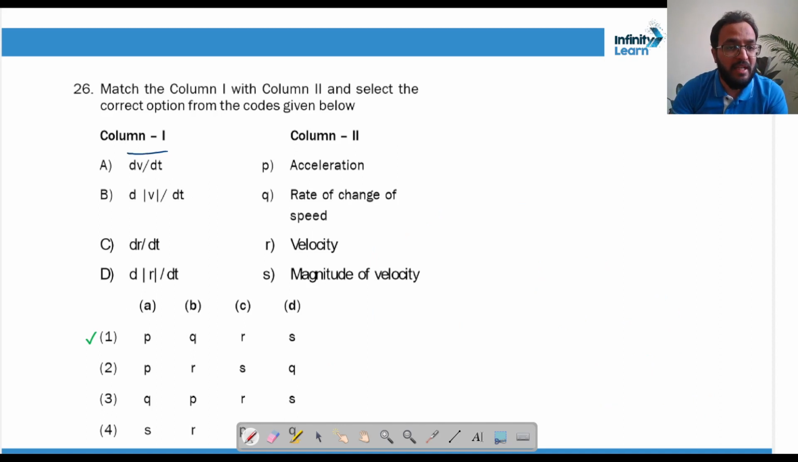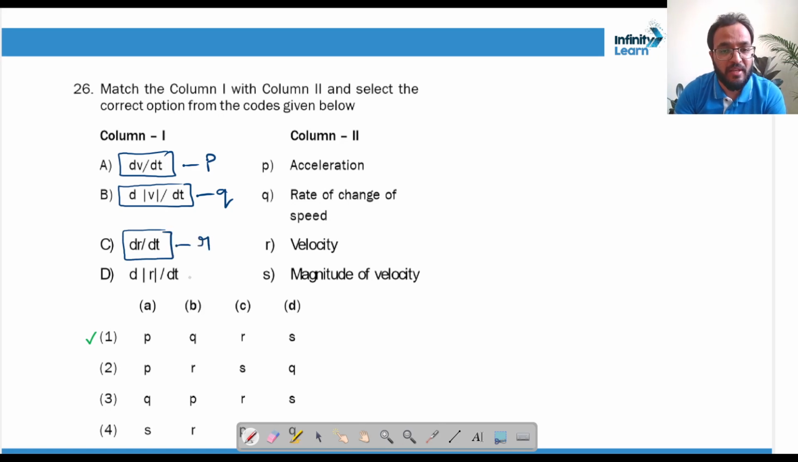Now what is dv by dt? This is acceleration, p. Magnitude of change of speed, rate of change of speed, this is q. dr by dt is nothing but rate of change of position, that is velocity. And this is what? Change of, that is d of mod of the position. This will give you speed actually, or magnitude of velocity always, right?